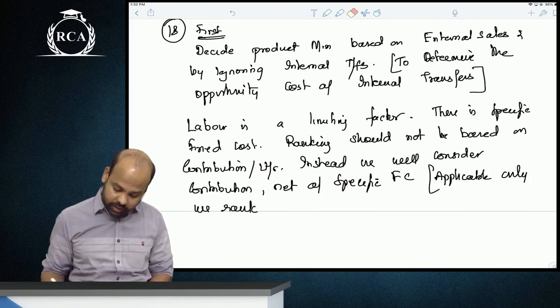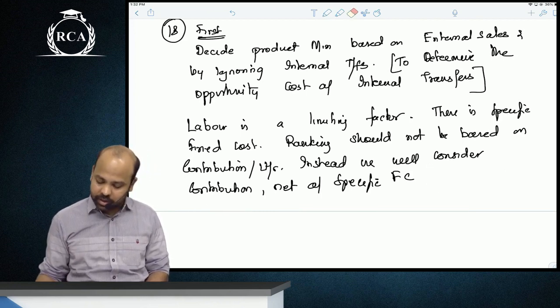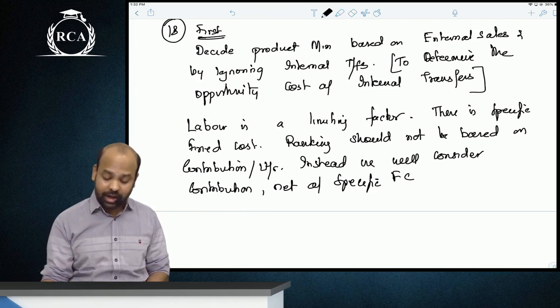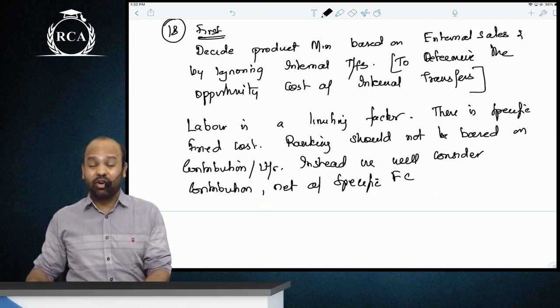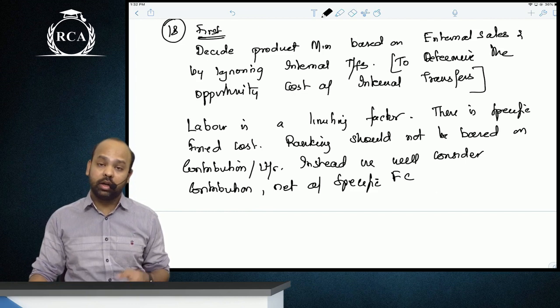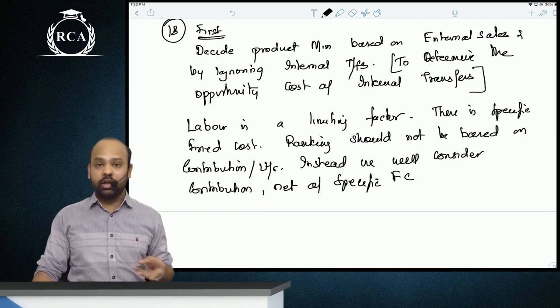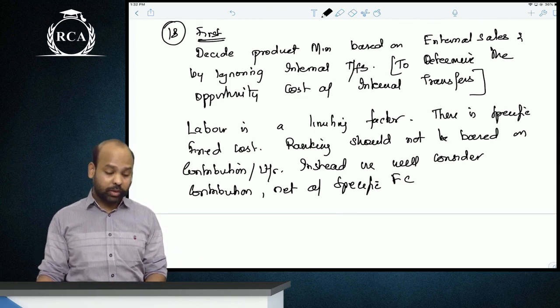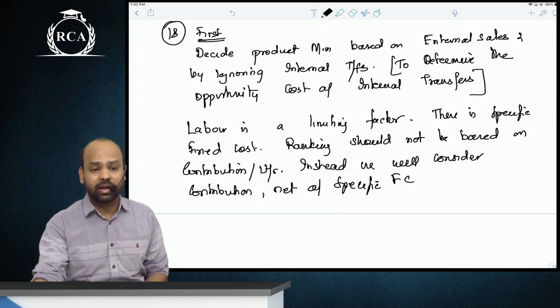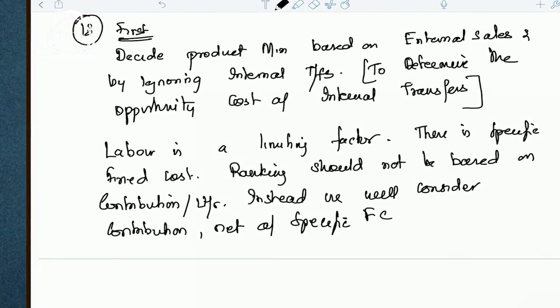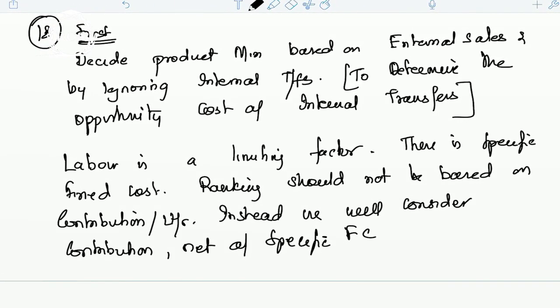I'll tell you this better when I prepare a statement, and I'll tell you what is the drawback of ranking. Because fixed costs will remain constant irrespective of whether you manufacture 1 unit or 10,000 units. All of you write this part. I hope you were all doing it with me.